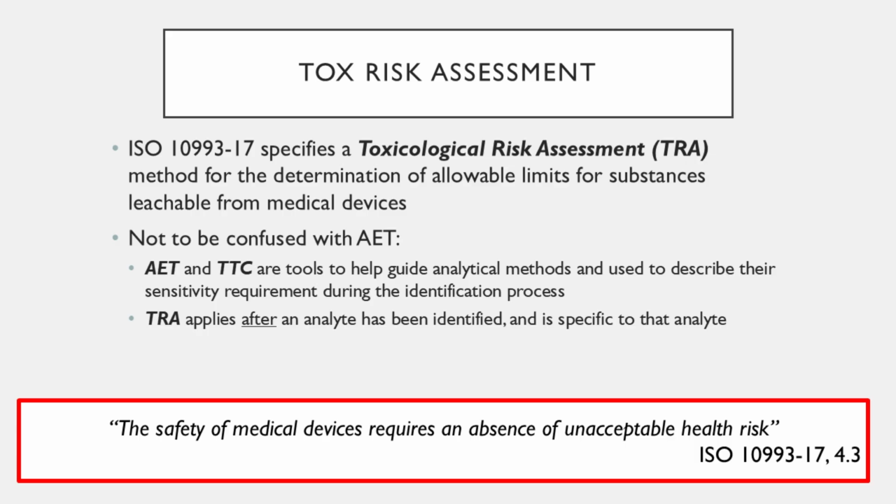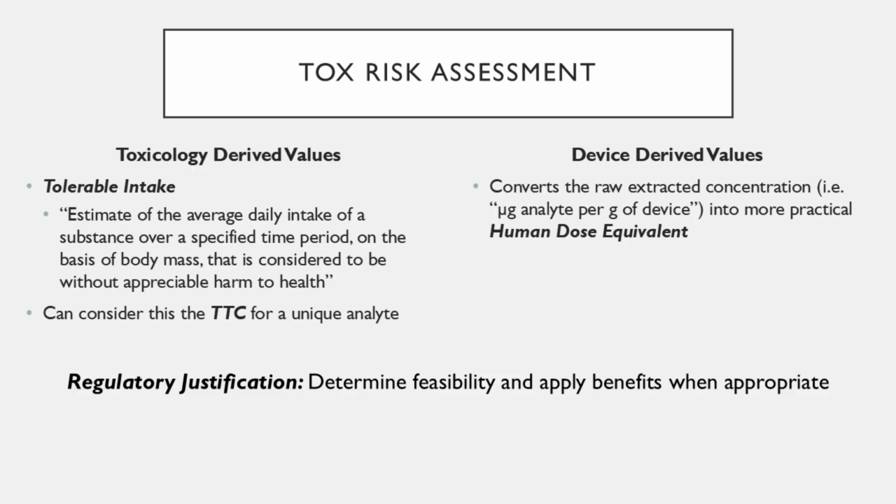Now, there's two core components of a toxicological risk assessment done on a per analyte basis. The first one is determined entirely from toxicology, literature, and prior study derived values. And that's determining what we call the tolerable intake. That's where we estimate the average daily intake of a substance over a specified time period on the basis of body mass that is considered to be without appreciable harm to health.